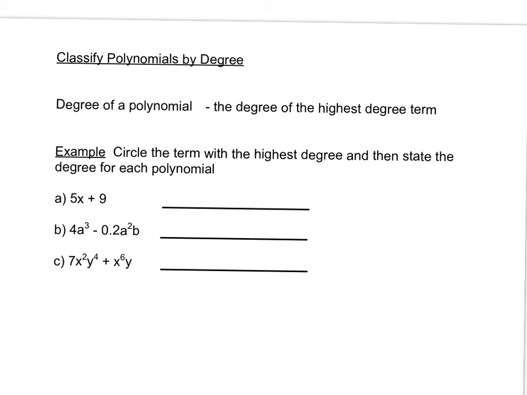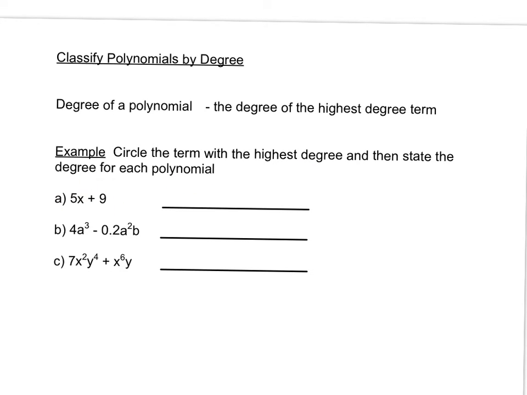Okay, so now let's look at the degree of a polynomial. We looked at one term, but what happens if we have many terms? How do we decide what the degree is? In this situation, the degree of a polynomial is the degree of the highest degree term. So we've got to find the degree of each term, and then we look at the highest one, and that's how we decide what the degree is. So let's look at this example. Circle the term with the highest degree and then state the degree for each polynomial. So let's work it out.